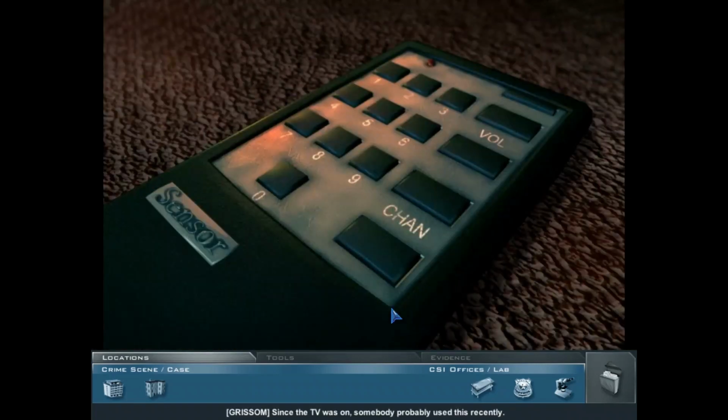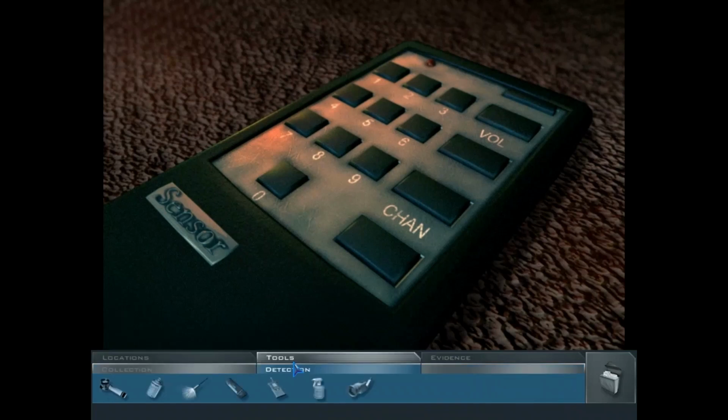Since the TV was on, somebody probably used this recently. Maybe the killer. Let's find out.